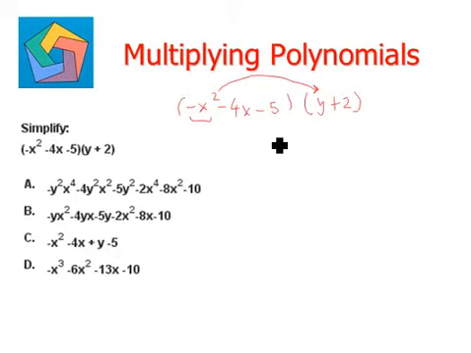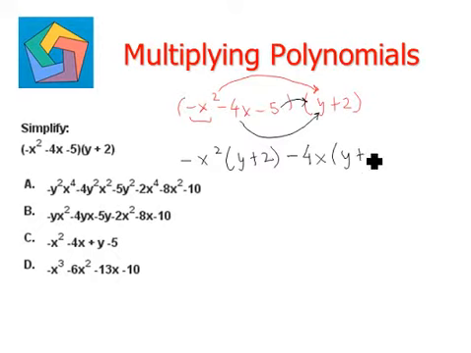So negative x squared is first multiplied by the whole of y plus 2. Then negative 4x is multiplied by y plus 2, and the negative 5 is multiplied with this parentheses. So let's see how we write it down. We write negative x squared times y plus 2, negative 4x times y plus 2, and then negative 5 times y plus 2.